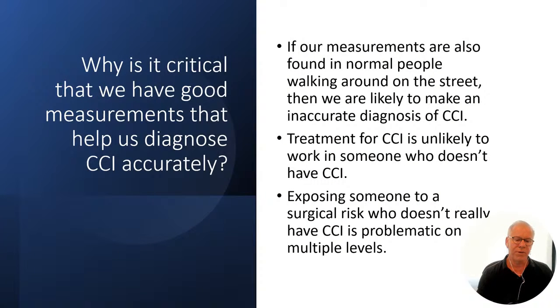So why is it critical that we have good measurements that help us diagnose CCI accurately? Well, if our measurements are also found in normal people walking around in the street, that we think are related to CCI, then we're likely to make an inaccurate diagnosis of CCI. And CCI symptoms have so many overlaps with so many different other diseases that if we make an inaccurate diagnosis of CCI, it's unlikely to work in someone who doesn't have CCI. And then obviously exposing someone to a surgical risk who doesn't have CCI is problematic at lots of different levels.